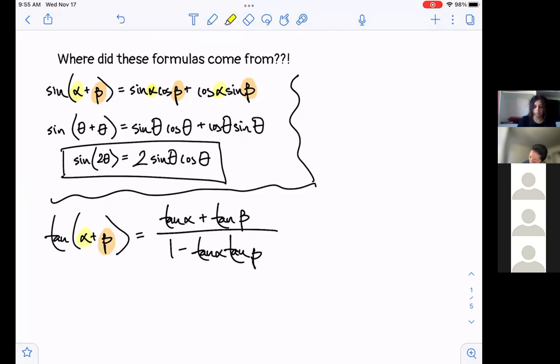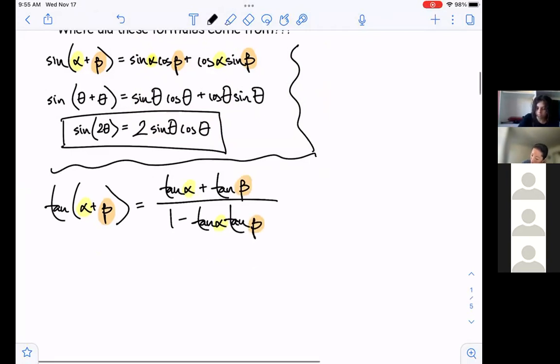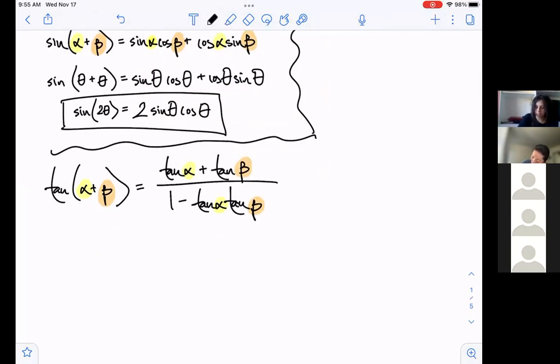Beautiful. All right, we've got our alpha ones here. We've got our beta ones here. All right, and so let's play the same game. Let's say, what if we had tangent of theta plus theta instead? What would that give us if we plug that into the formula?